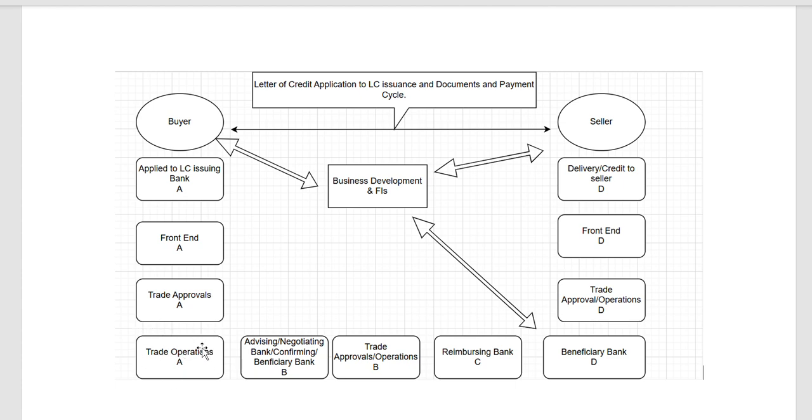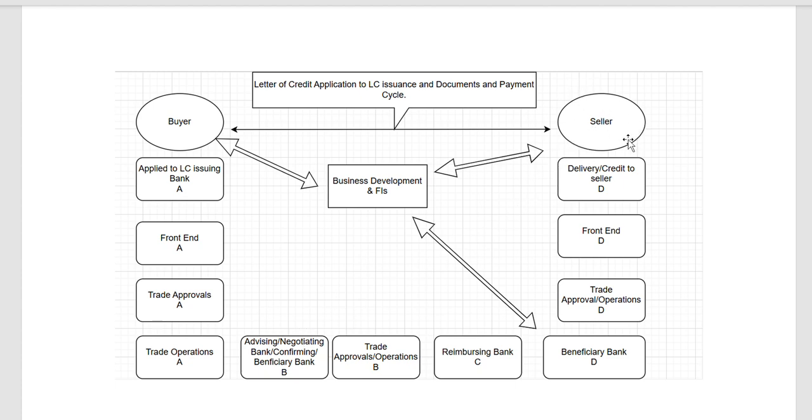So once the LC is issued in SWIFT, it reaches the advising or negotiating or confirming bank, which is Bank B. Bank B will check the authenticity of the LC, and once all the details are read, and if they are convinced, then it is very subjective. They may or may not advise, but if everything is fine, then they will advise the LC to the seller.